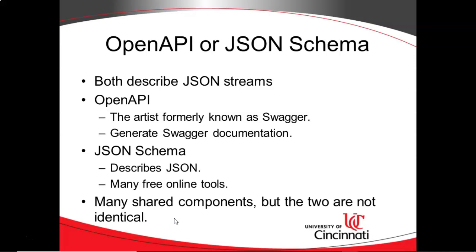So these two things, OpenAPI and JSON schema, are very similar, but not identical. There are a couple differences between the two. Also, OpenAPI can do JSON or YAML, but you tend to see that in a YAML format, where JSON schema tends to be a JSON format.